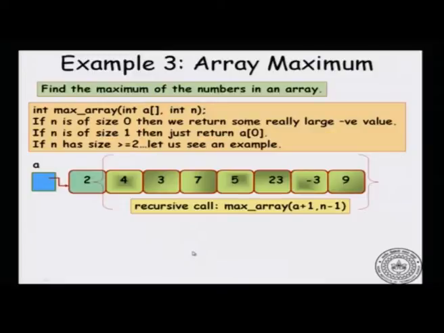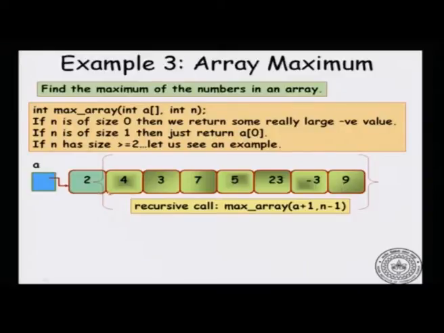So, let us take a concrete array. We have array A, which contains the numbers 2, 4, 3, 7, 5, 23, minus 3 and 9, some concrete array, and we want to calculate the maximum of the array A in terms of some subproblem. The natural subproblem that we can think of is finding the maximum of this subarray, which starts from A1 and goes on until the last element.